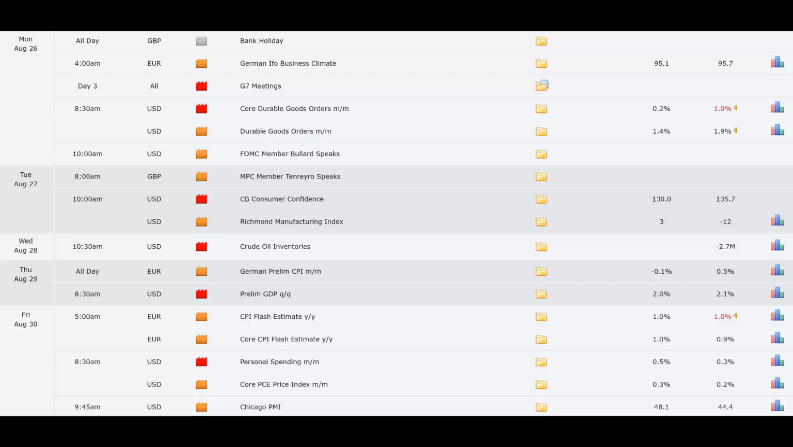Okay, folks, welcome back. This is our economic calendar for the coming week. On Monday, we have a bank holiday for GBP. 4 a.m. London Open, Eurodollar has a medium impact German IFO business climate. And day 3 of the G7 meetings will be conducted on Monday, August 26th.